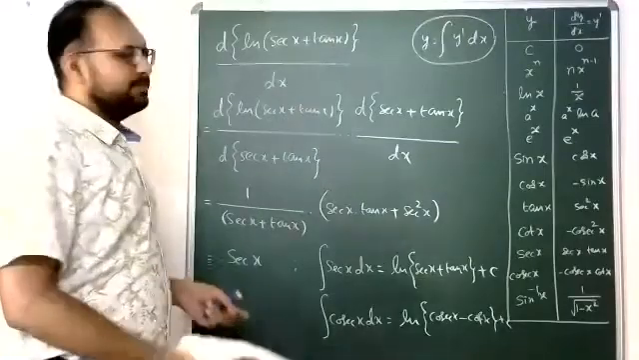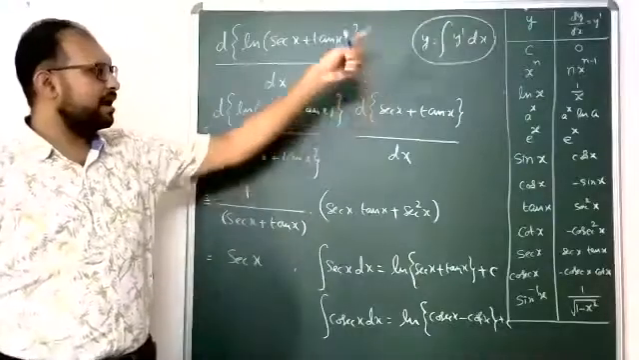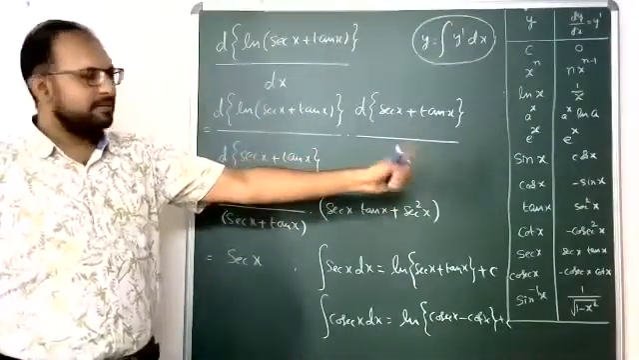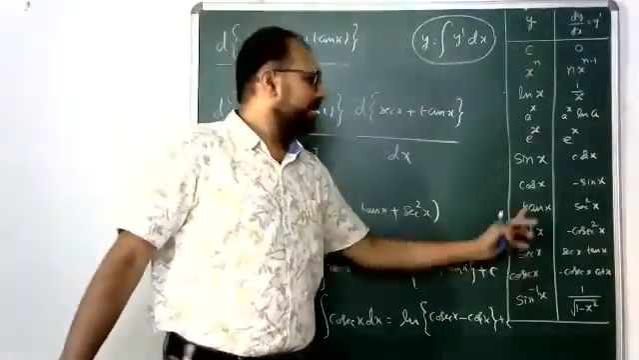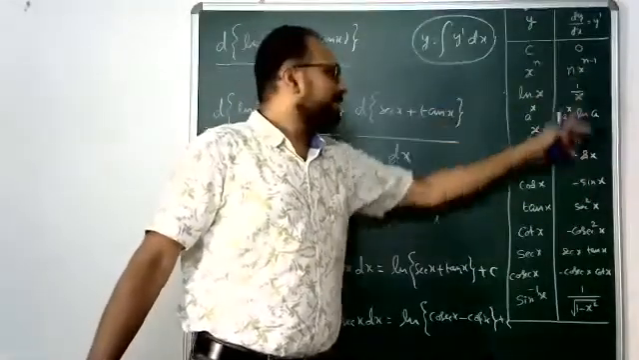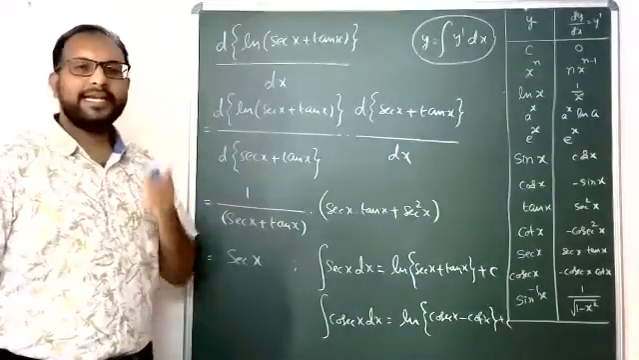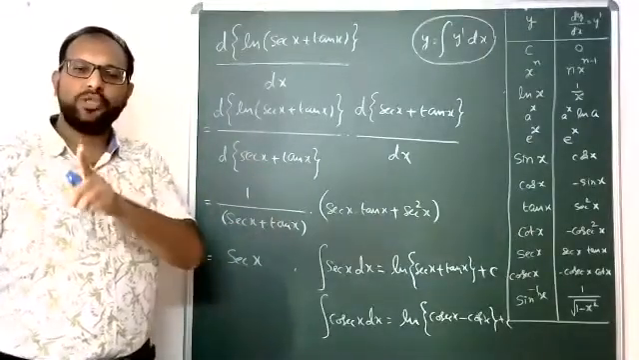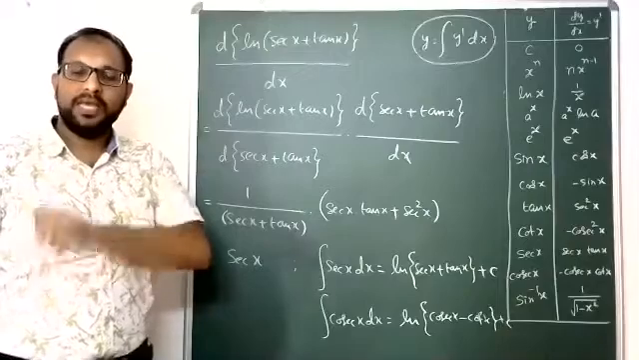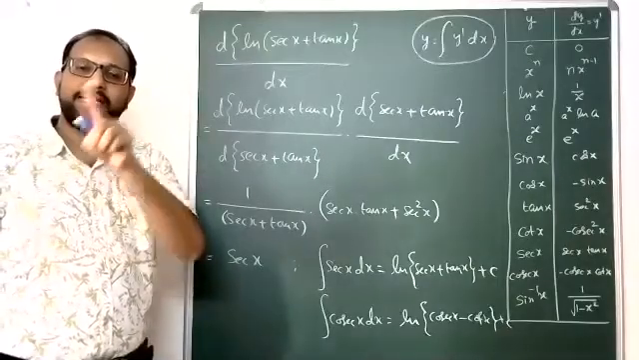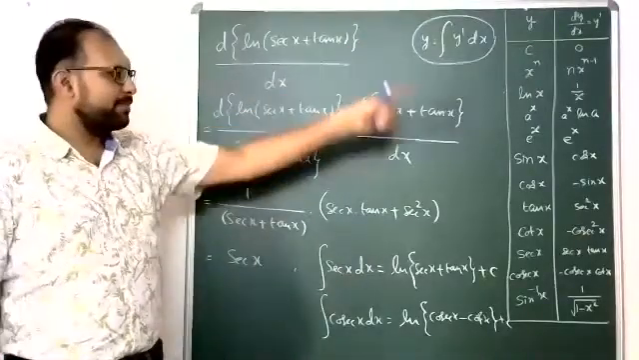Yes, students, now this table is complete. Not only that, the remaining secant and cosecant are also completed: these functions' derivatives and these functions' integrands. The integral of x to the power of n dx is x to the power of n plus 1 by n plus 1, where n is not equal to minus 1. Suppose n equals minus 1, that is, the integral of 1 by x dx equals ln x. Okay, so the table is completely over.